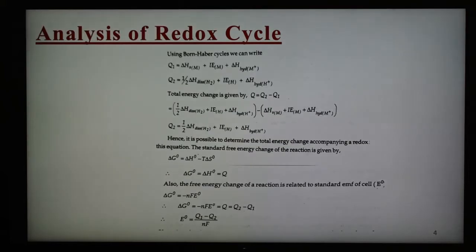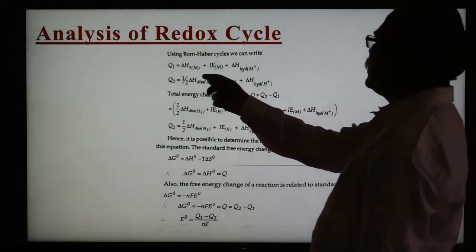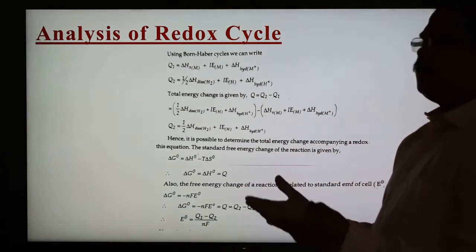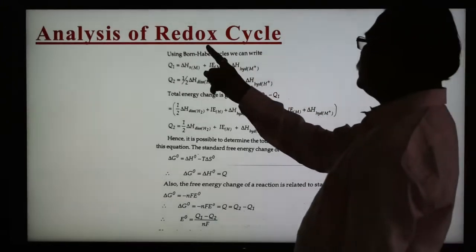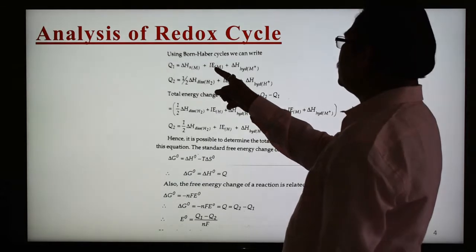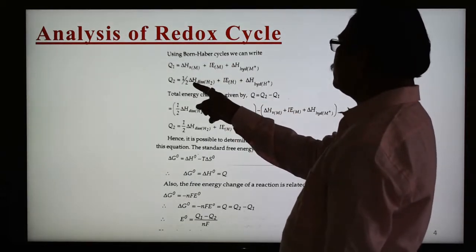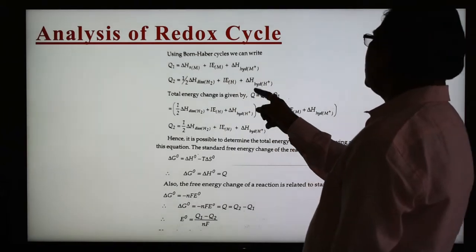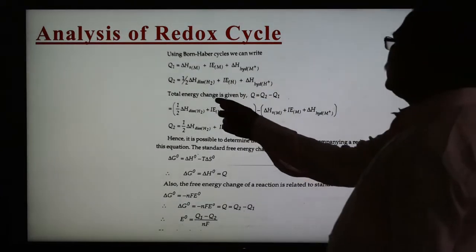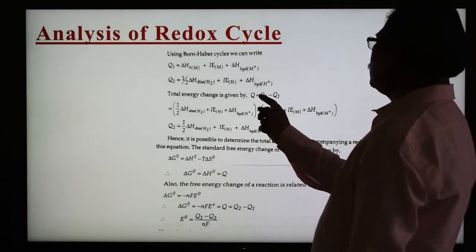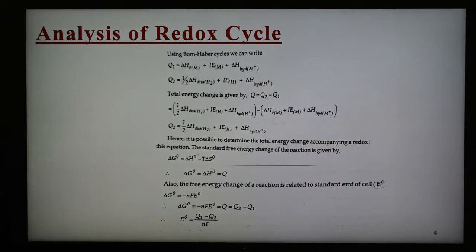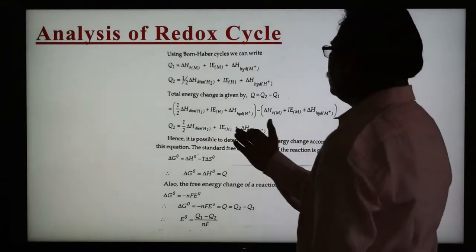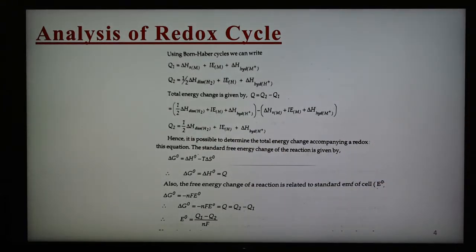In the next slide, by using this Born-Haber cycle, we can write Q1. We know that a reaction can take place in one step or in several steps. According to the first cycle, Q1 equals delta H sublimation plus ionization energy plus delta H of hydration. Q2 equals half the dissociation energy of hydrogen, plus ionization energy, plus delta H of hydration. The total energy is given by Q, which is Q2 minus Q1. We know Q2 and we also know Q1, so using these equations it is possible to determine the total energy change taking place in the redox reaction.